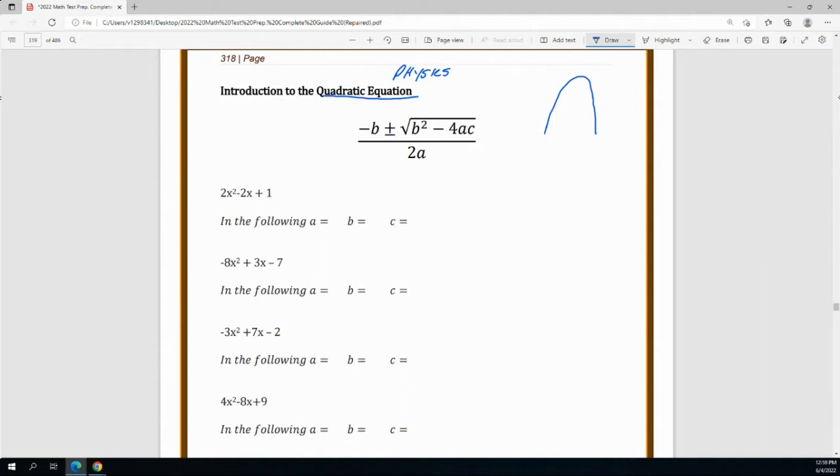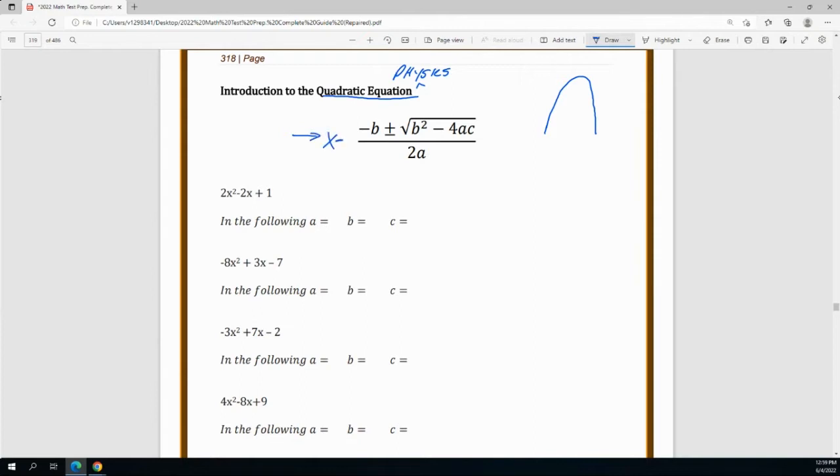Well, if you decide to do more education, physics might be a class that you will get into, especially if you want to do something in engineering. And the quadratic equation is used. So let's just demonstrate what it is. This is what it looks like.